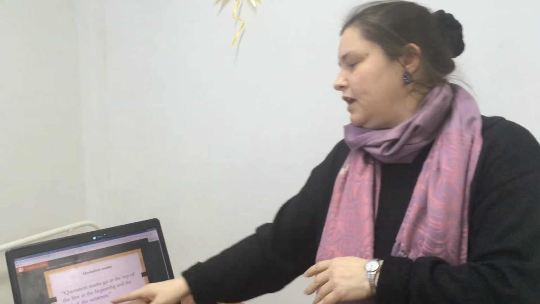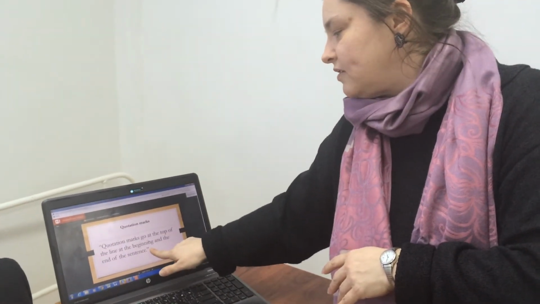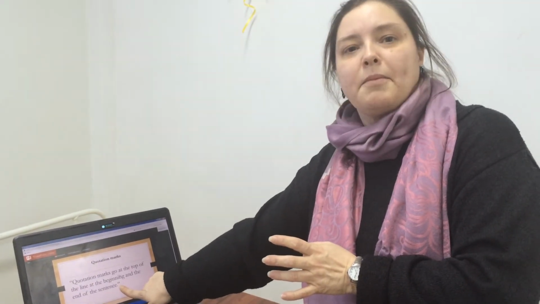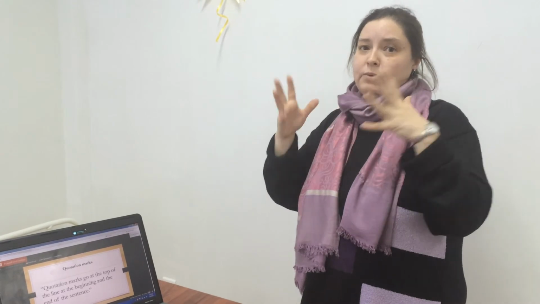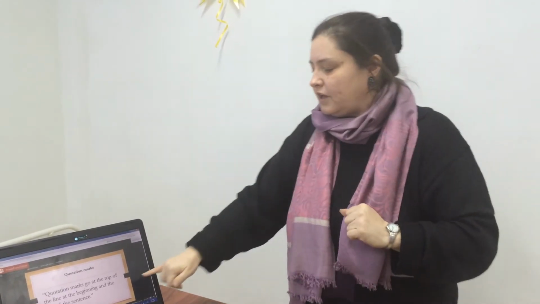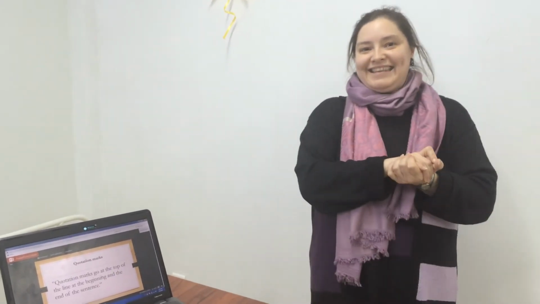Okay, quotation marks. Now there's a difference in the way that quotation marks are used in some languages than it is in the English language. In the English language, as you can see here, the quotation marks always go at the top of the line. And in some languages, such as Russian, the end quotation mark goes on the bottom line. So make sure that any time that you're quoting what somebody said, or you're telling directly what someone said, that you use those quotation marks at the top of the sentence.